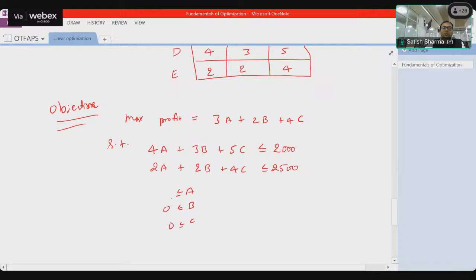that obviously all my A, B, and C should be positive. We cannot produce negative value, so I can have a positive value, and then the maximum limit I can place, let's say infinity, that I want to produce as much as possible. So this is how I can formulate a particular problem.